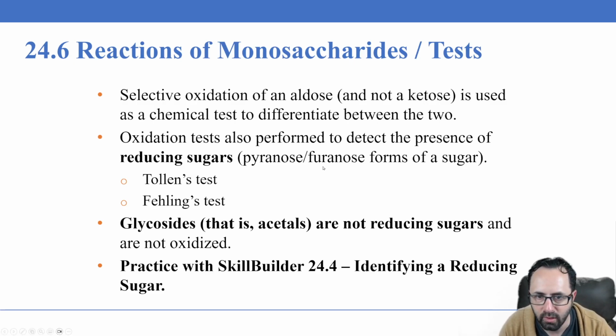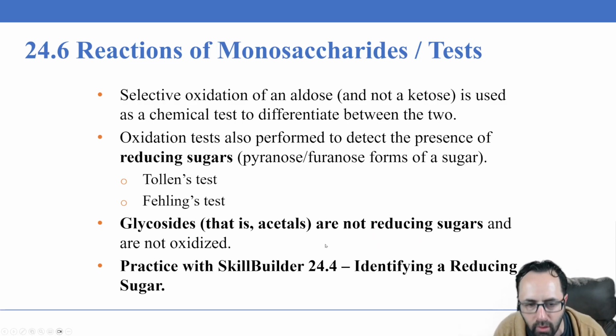So oxidation tests are performed to detect the presence of so-called reducing sugars, which are the furanose or pyranose forms of a sugar. These include what's known as the Tollens test, reaction with silver nitrate in a basic environment, and the so-called Fehling's test. Glycosides, that is acetals that are not reducing sugars, are not oxidized. So reducing sugar basically means this sugar can be oxidized.